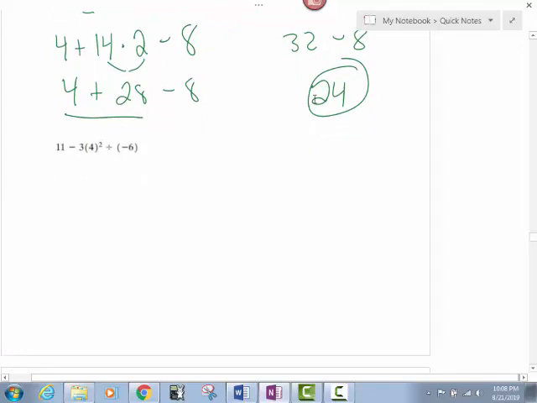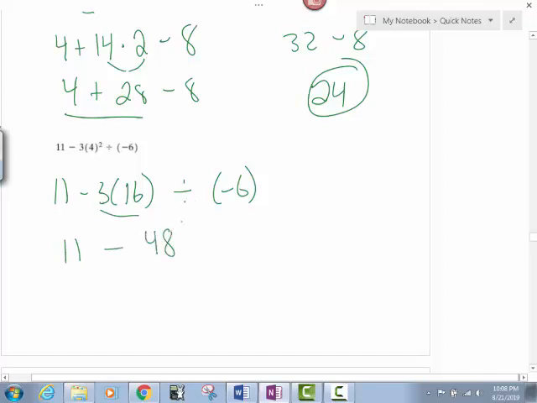So in our next problem here, we do have exponents. So I'm going to write 11 minus 3 times 16 divided by negative 6. Okay. Now we need to multiply, because I see the multiplying before I see the division. 11 minus 3 times 16 is 48 divided by negative 6.